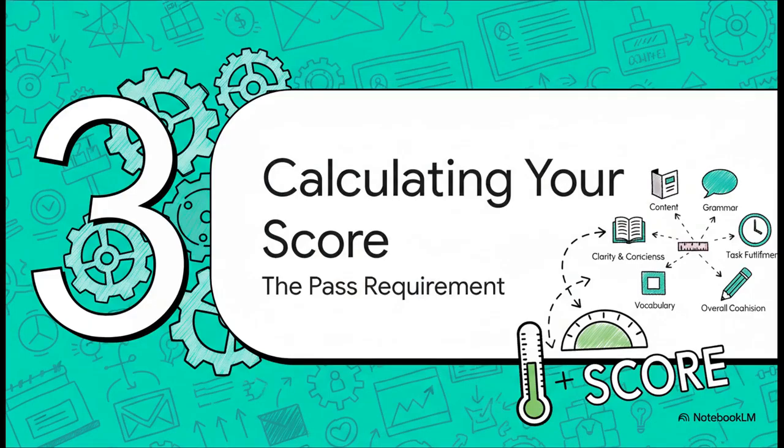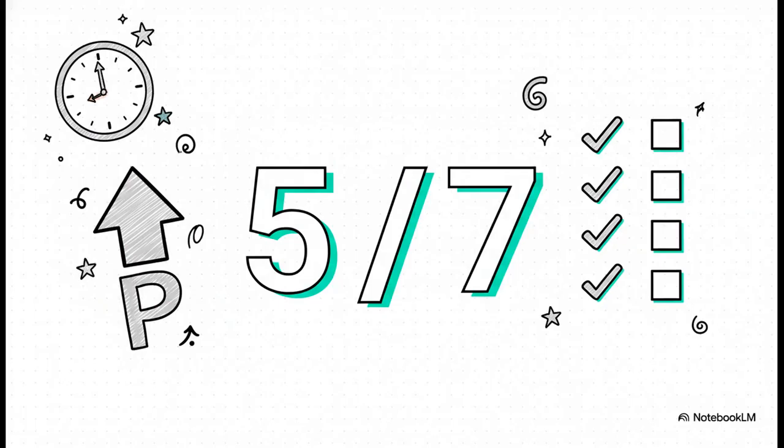So those are the 6 criteria, but how do they all come together to make up your final score? Let's look at the actual mechanics of it. Here are the numbers. To pass, you generally need to score at least 2 out of 3 points for purpose and 5 out of 7 for all the other 5 criteria. This really shows you how foundational a clear purpose is right from the start.